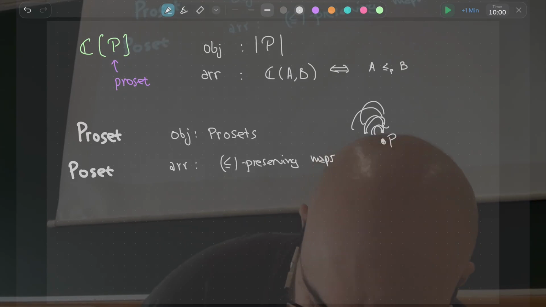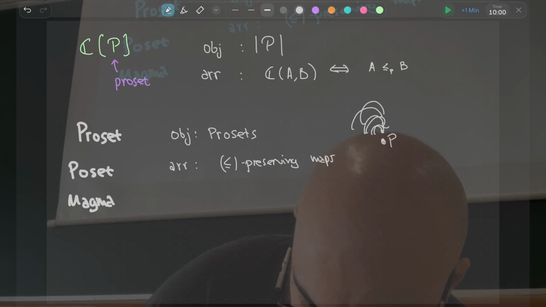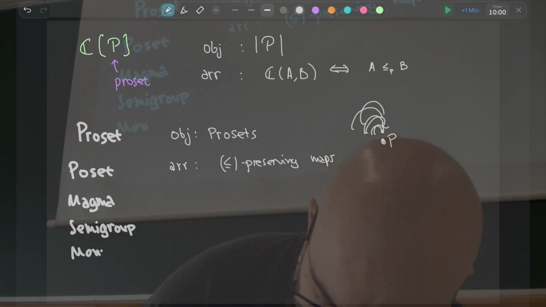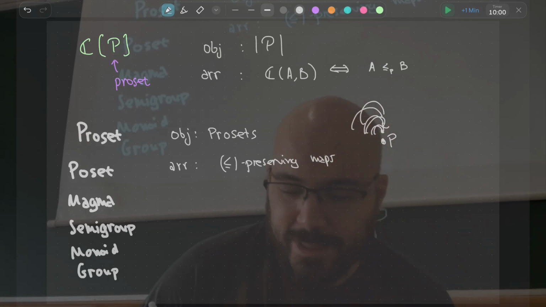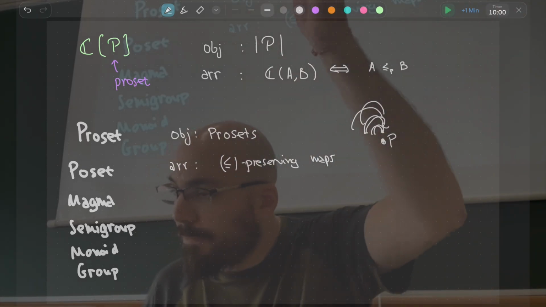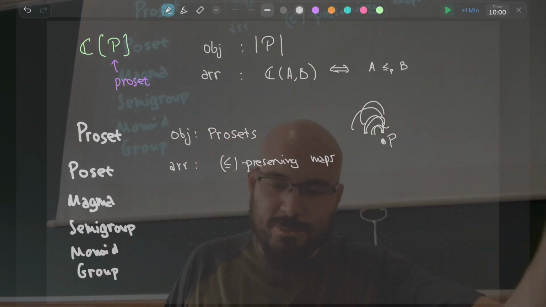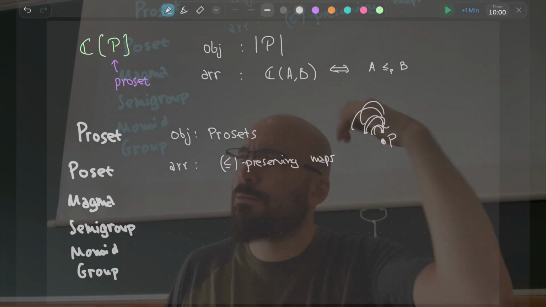Like, I can have magma, I have semigroup, I can have monoid. The question is, what are the arrows? These names, as I said, take their names from the objects. The arrows are the homomorphisms: magma homomorphism, semigroup homomorphism, monoid homomorphism.